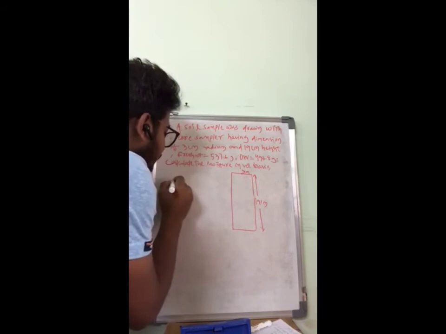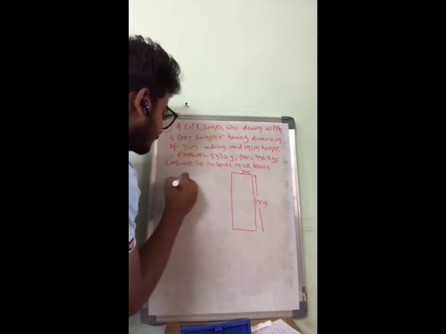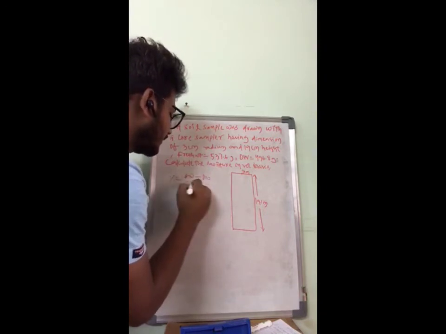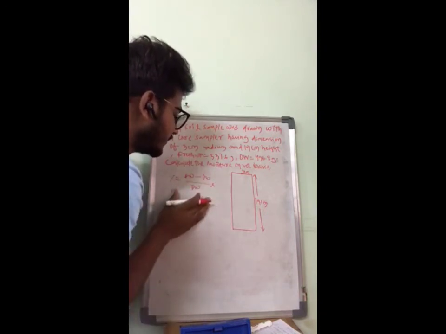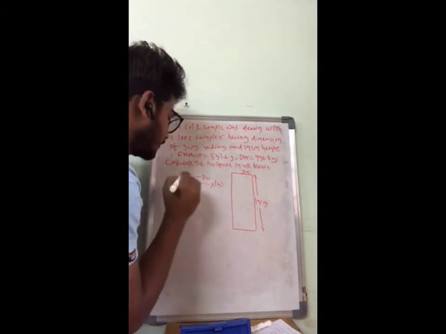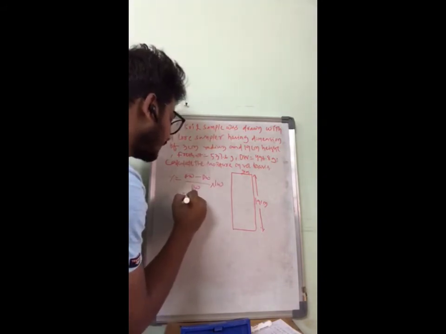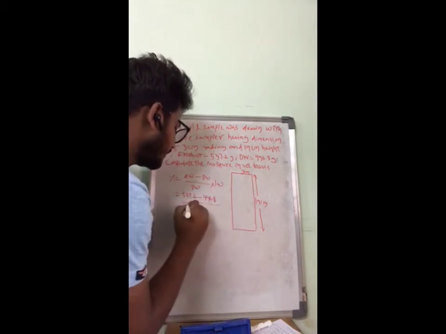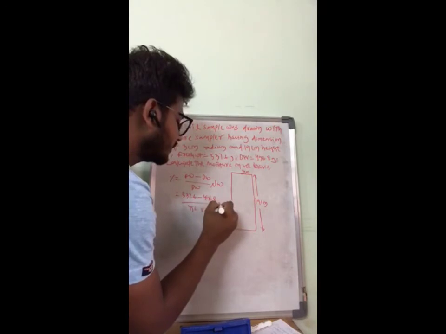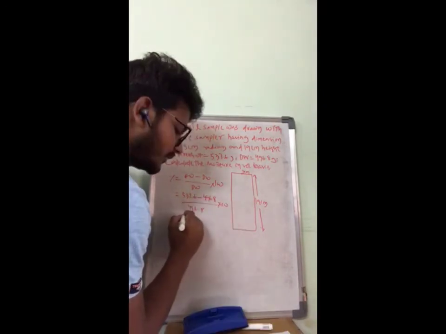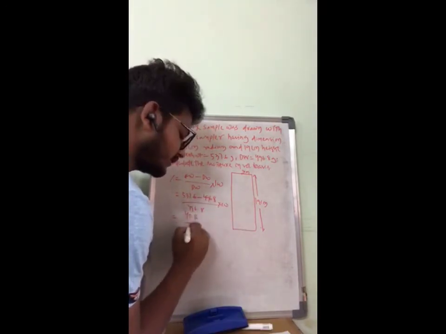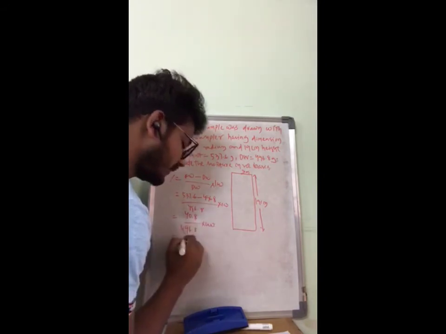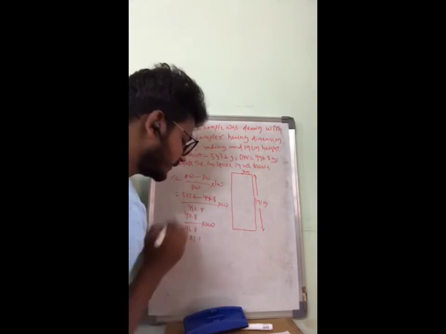Next, let's calculate the moisture percentage. That is nothing but fresh weight minus dry weight divided by dry weight into 100. The fresh weight is given as 537.6 minus 496.8 divided by 496.8 into 100. So you will get 48.8 divided by 496.8 into 100. You will get the value 8.21 percentage.